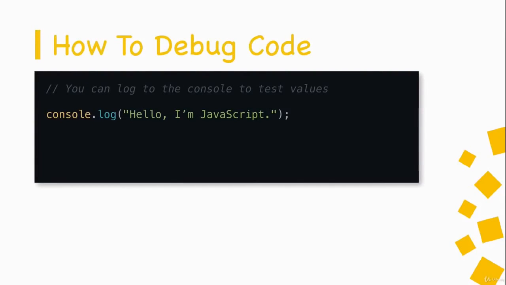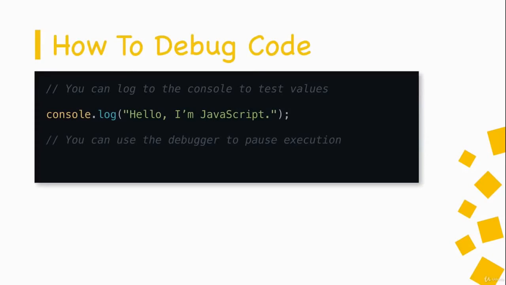So here, for example, console.log with the string hello I'm JavaScript actually logs this string hello I'm JavaScript to the JavaScript console. And you can use this console.log method to log certain values to the console in order to test them out, and make sure that your application is working as expected.